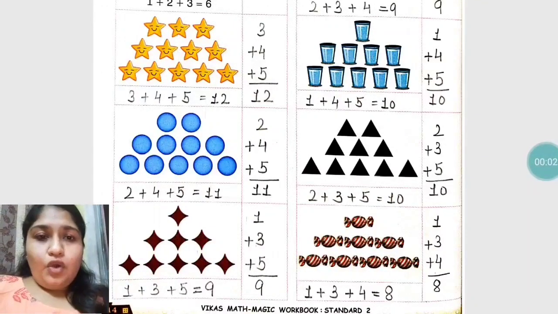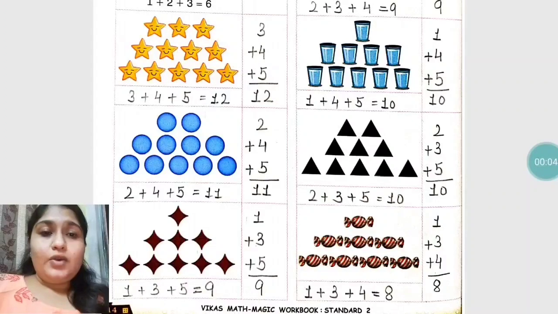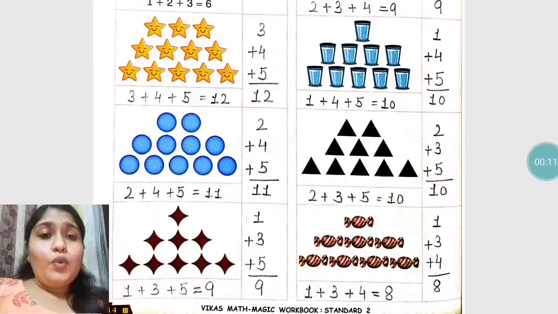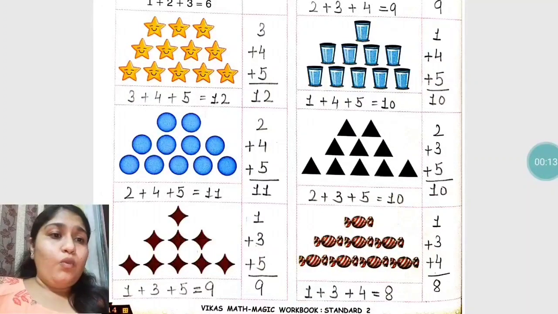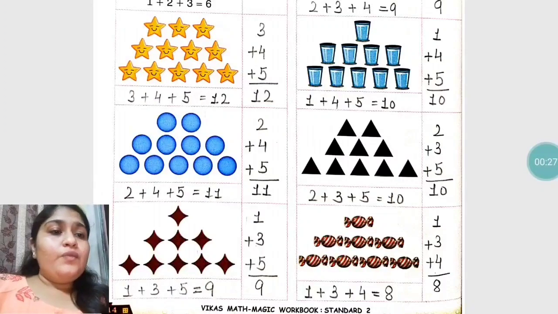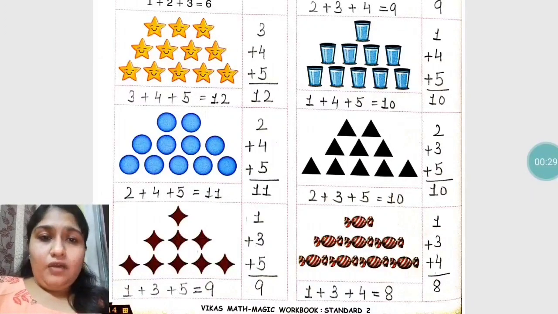So in the first row, 1 toffee is there. In the second row, 3 toffees are there. And in the third row, 4 toffees are there. Okay students, so when we add this 1 toffee to the other 3 toffees, so 1 plus 3 is equals to 4. And if we add that 4 to the other 4 toffees, so our answer is 8. So students, we have to count them in groups. Okay, now we will once again revise this.